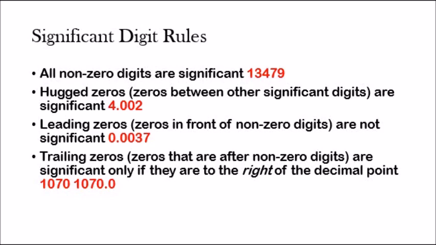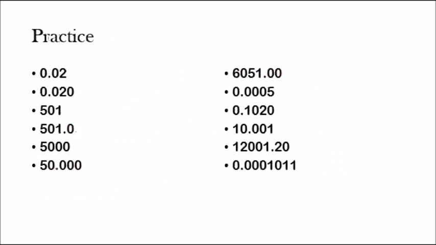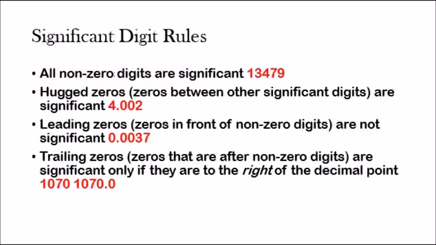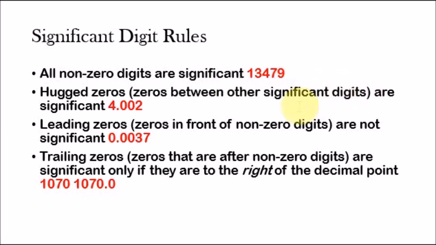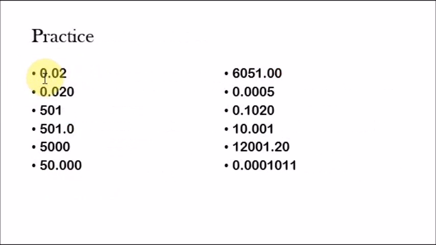Okay, so those are the 4 rules. Let's go ahead and do some practice. We'll start with this. This number here has a 2 that is significant because it's a non-zero digit according to our first rule. However, these 2 zeros are leading zeros. Leading zeros are zeros in front of non-zero digits, and these zeros are in front of the non-zero digit here. So this number only has one significant digit, and that's just the 2.